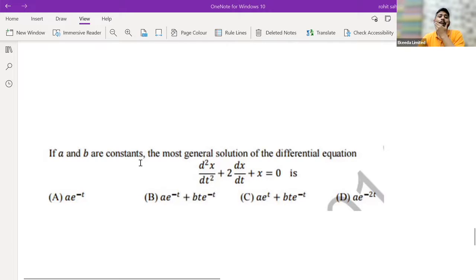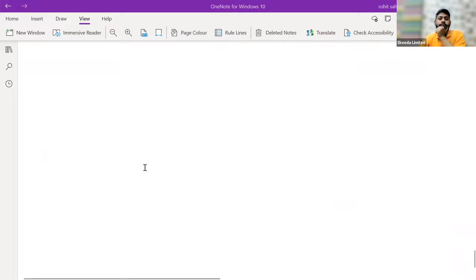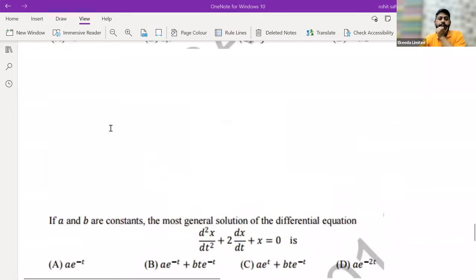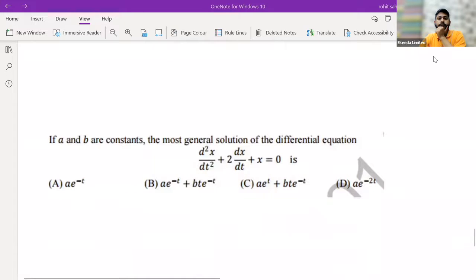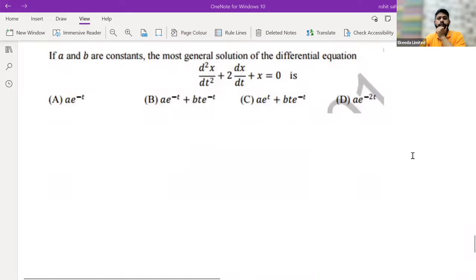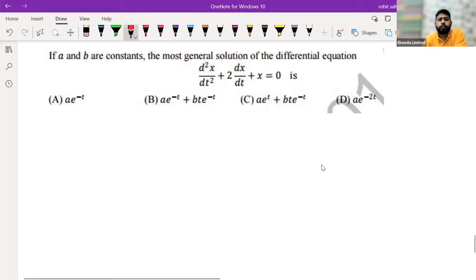फाइन. ओके, सो कौन सा क्वेश्चन देखेंगे लास्ट में? सो सी दिस वन. यहाँ पे एक जनरल क्वेश्चन दिया है आपको. What is this question? If a and b are constants, the most general solution, यानी कि जनरल सॉल्यूशन पूछ रहे हैं आपको. ये डिफरेंशियल इक्वेशन दे रखा है, ठीक है. x यहाँ पे इंडिपेंडेंट नहीं, डिपेंडेंट वेरिएबल है, and t is your independent variable.